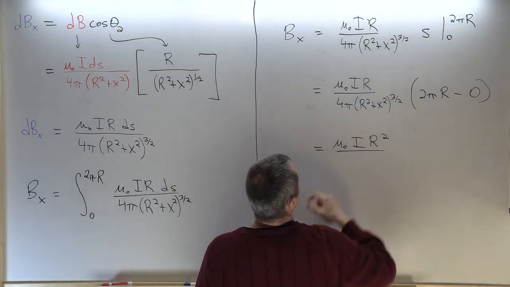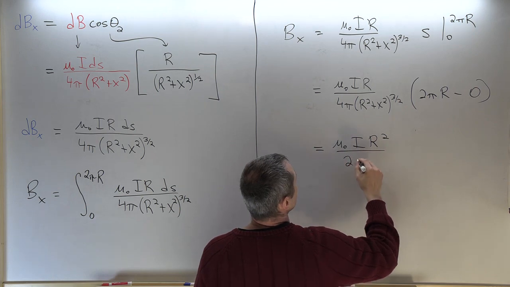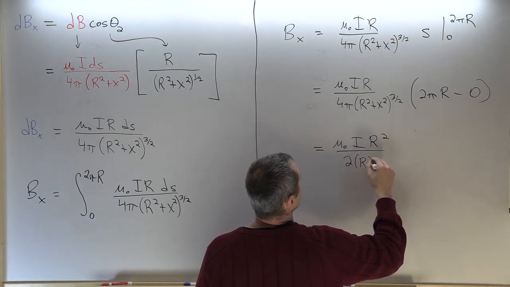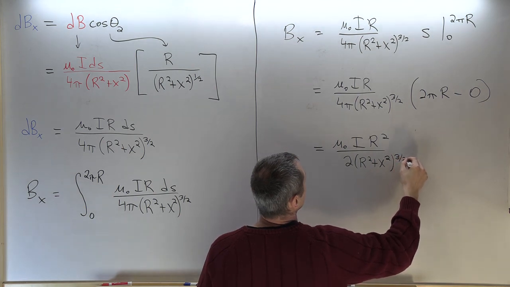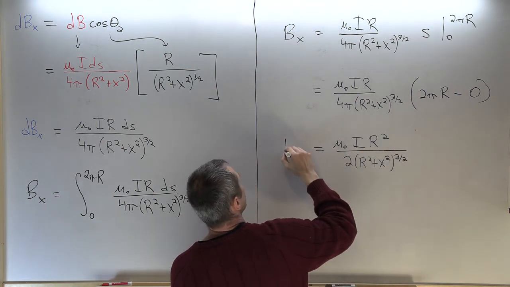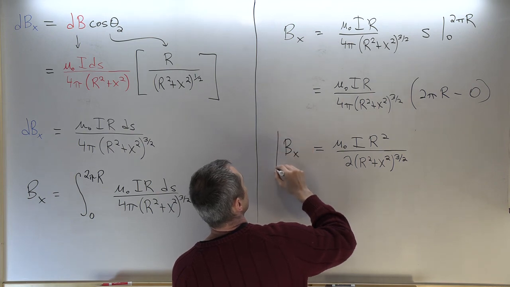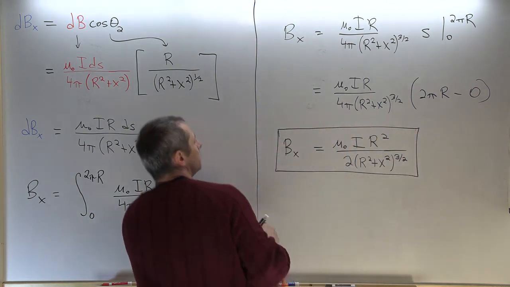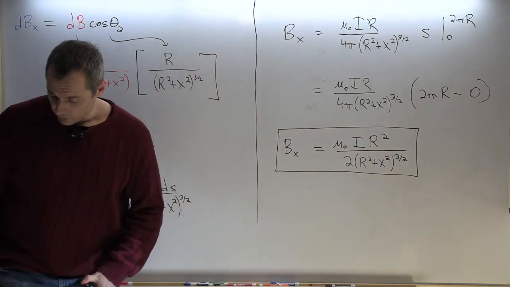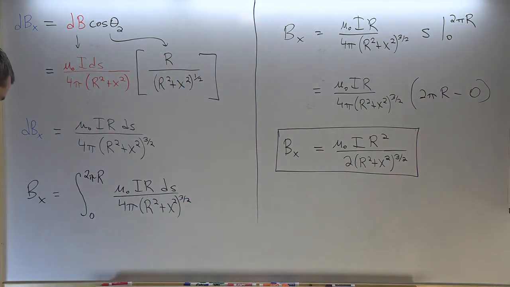The 2 pi and the 4 pi leave us just 2. Okay, so let me create a pause to give you a chance to copy this down if you need it.